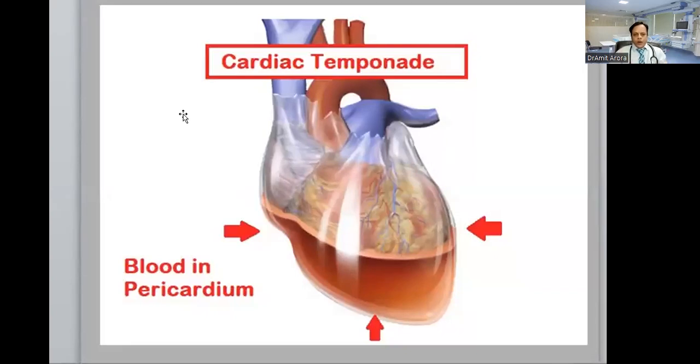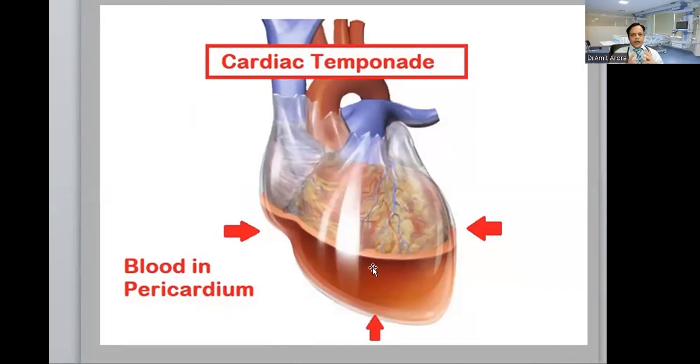You might have heard about cardiac tamponade. So what happens is, due to some injury or some other reason, the pericardial sac gets filled with blood, maybe due to trauma. It compresses the heart. It strangulates the heart to a non-contractile state.